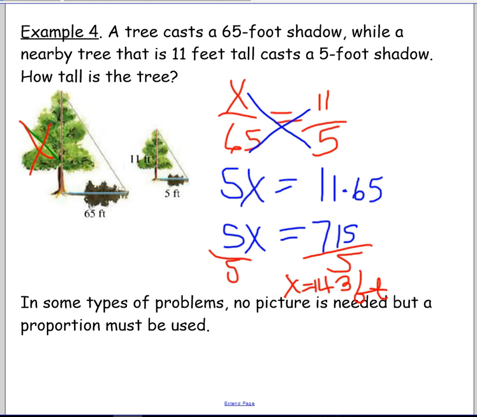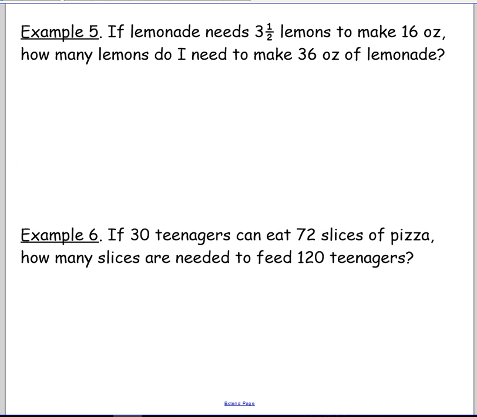So in the next problem, we're going to see that sometimes we are going to be given a proportion with a story problem, but without a picture. Okay, 2 more examples before I let you loose to try them on your own. Here's the examples that don't have a picture, but we're still using a proportion.